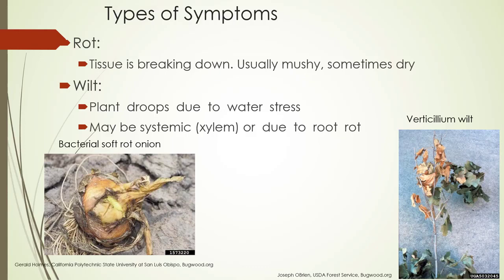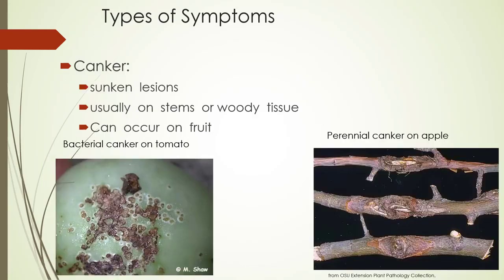So here we have bacterial soft rot on an onion, and there's going to be a very strong smell associated with this as well. And verticillium wilt is a fungal disease, and so that's going to show an entire stem or section of a tree may begin to wilt when the rest of it looks fine. Cankers are sunken lesions, usually on stems or woody tissues. It can occur on fruit. Here we've got bacterial canker on tomato, and then perennial canker on apple on the stems, and this is a fungal disease.